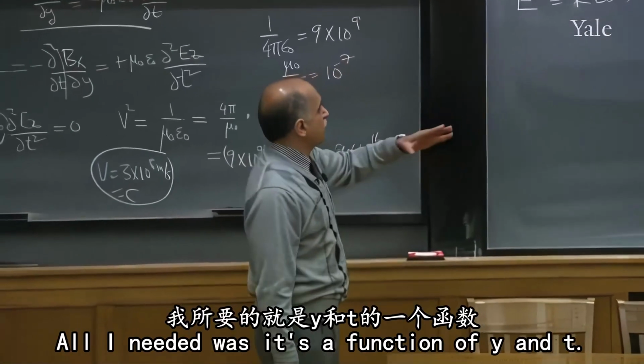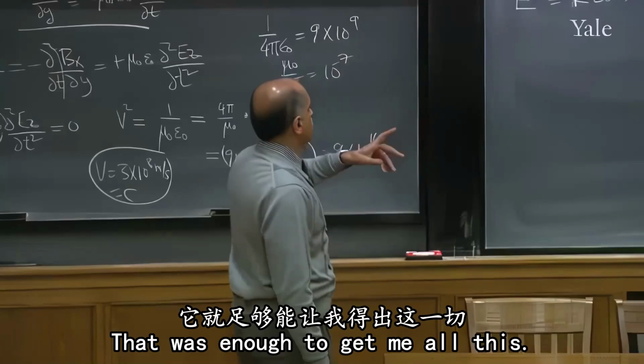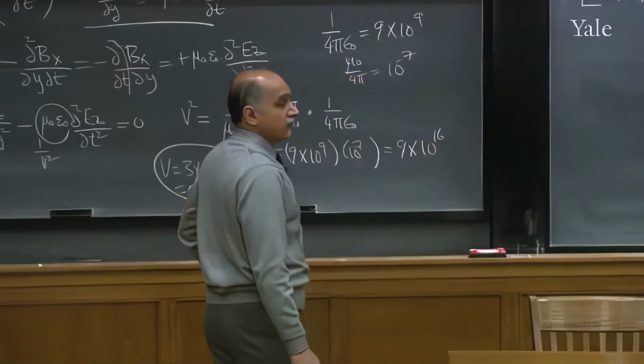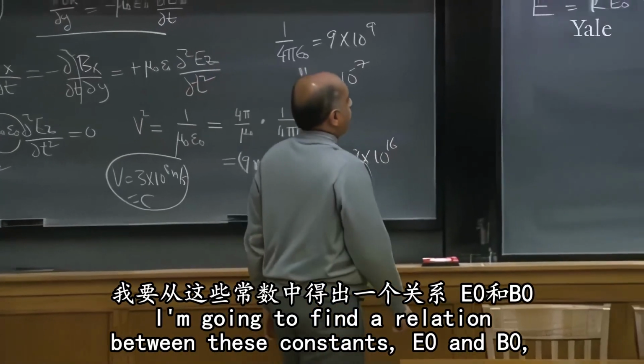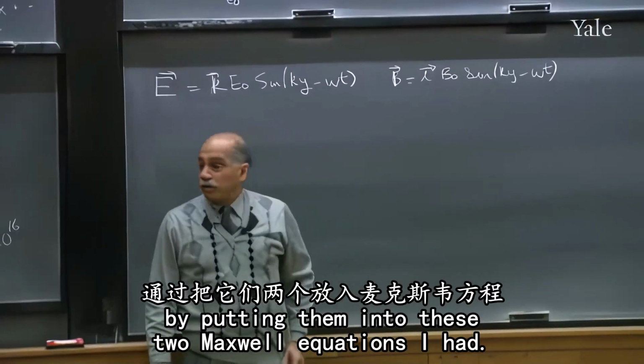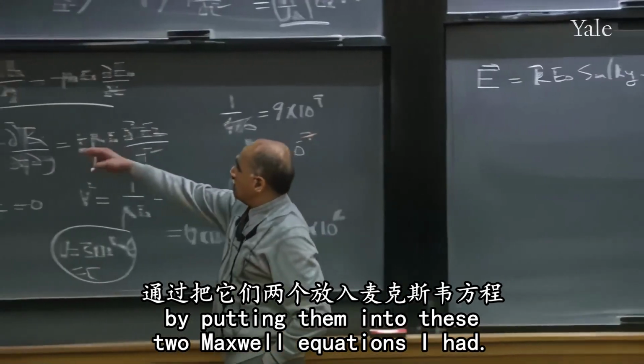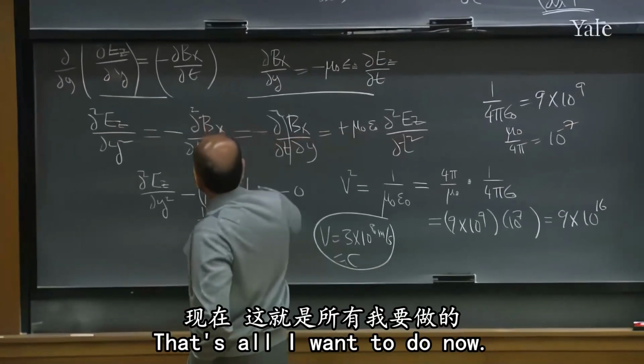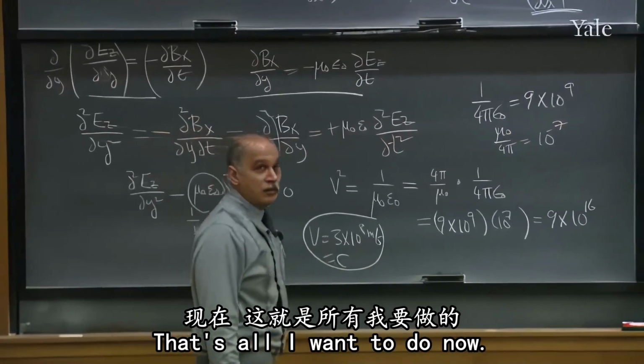Now I'm making a very special function of y and t. Till now, I just said it's a function of y and t. All I needed was it's a function of y and t. That was enough to get me all this. I'm going to find a relation between these constants, E0 and B0, by putting them into these two Maxwell equations I had. That's all I want to do now.